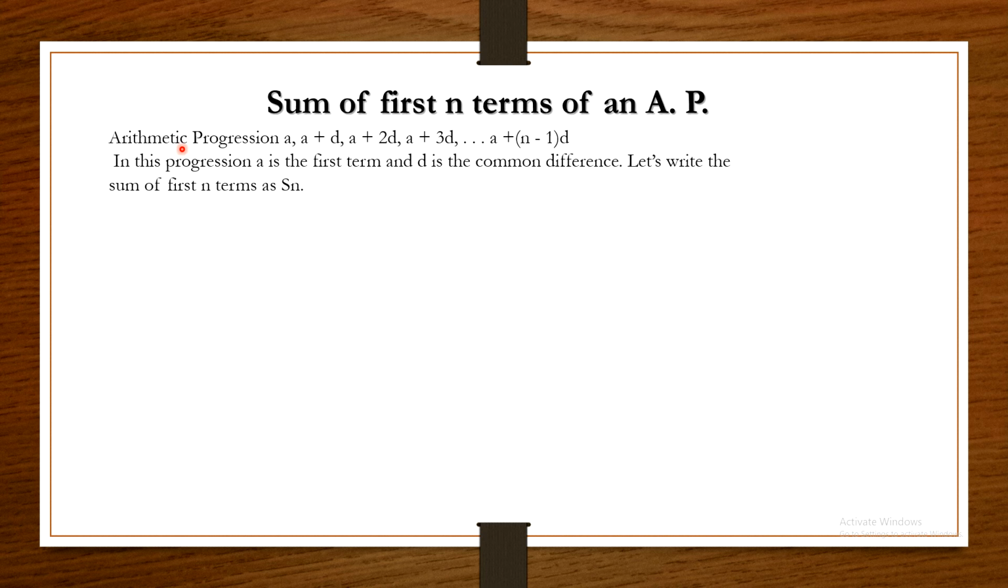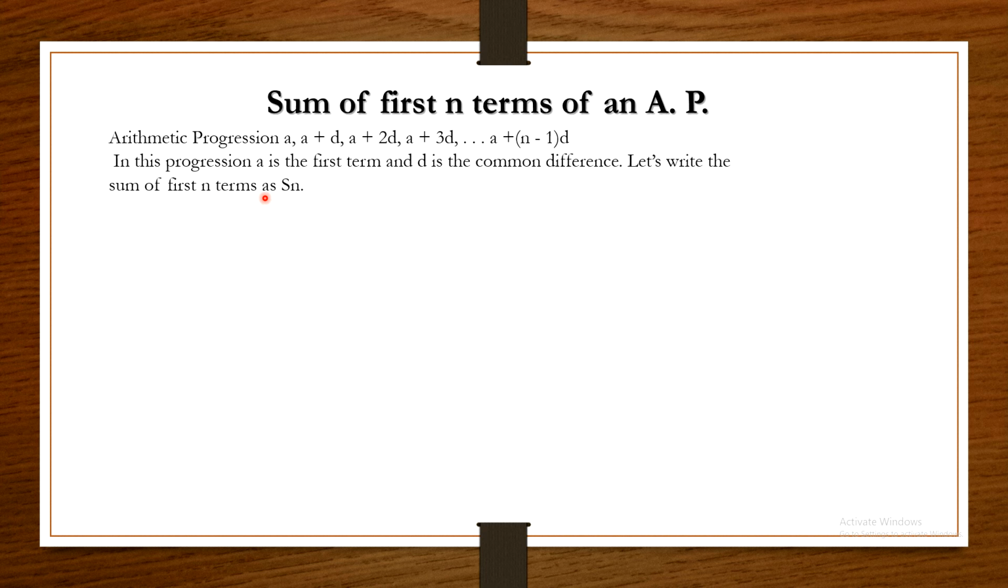The terms of an AP are written as a, first term; a plus d, second term; a plus 2d, third; a plus 3d, fourth. So we can write the nth term as a plus (n minus 1)d. Here a is called the first term and d is called the common difference.